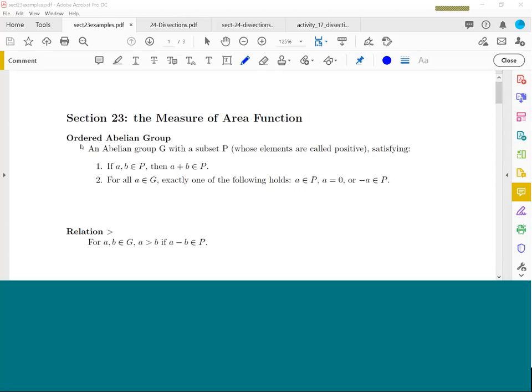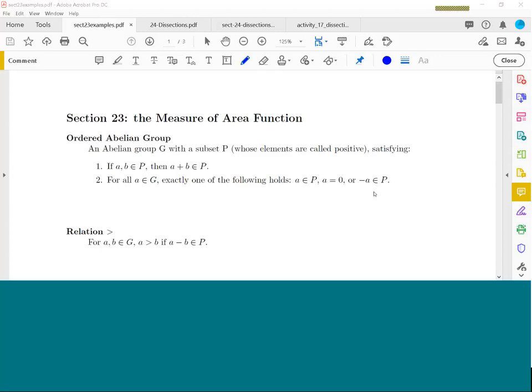Now, to be an ordered abelian group, the ordered part here is the new thing. What happens is there's some subset, so some of your elements in your group are called positive. If we're talking about real numbers, fractions, integers, these are literally going to be your positive numbers. That says, if you take any two positives, their sum still has to be positive. No big surprise there. And if you pick anybody in the group, then you have exactly one of three conditions. It's positive, it's zero, or it's negative.